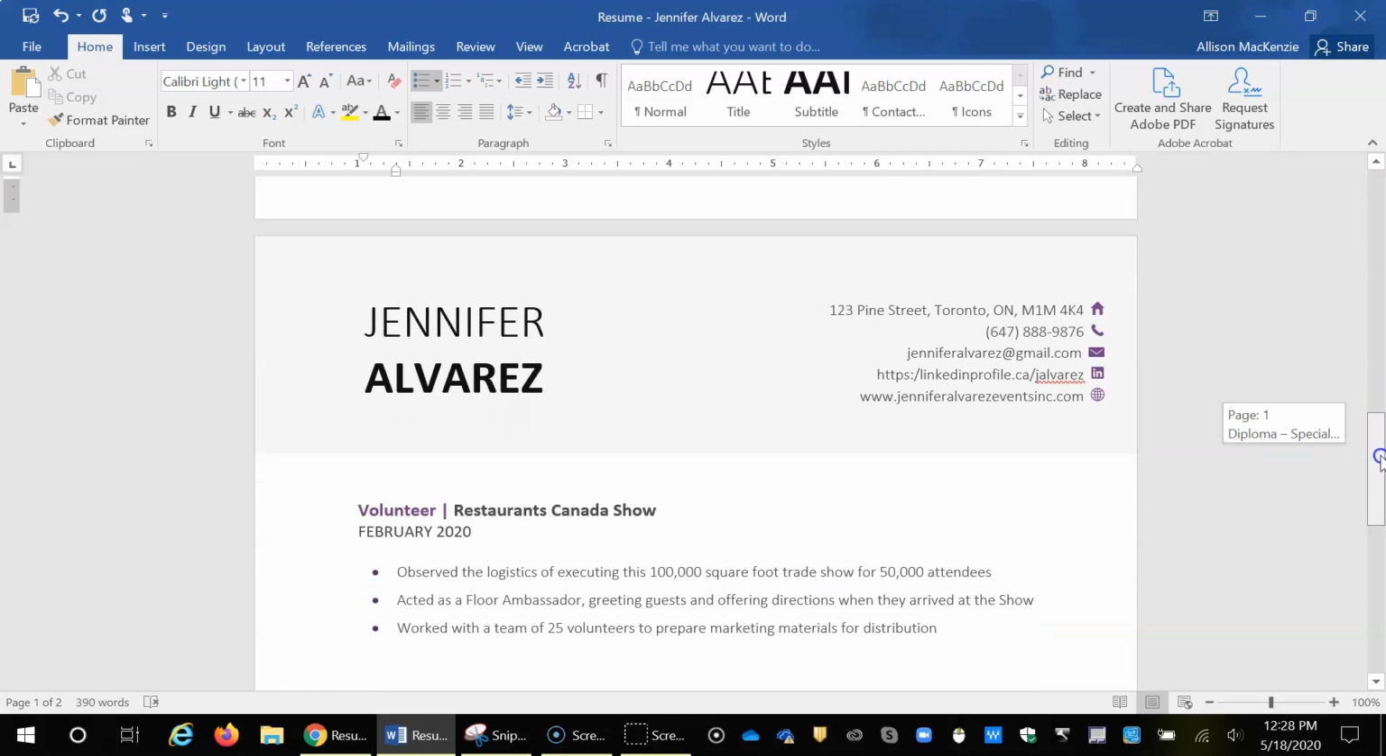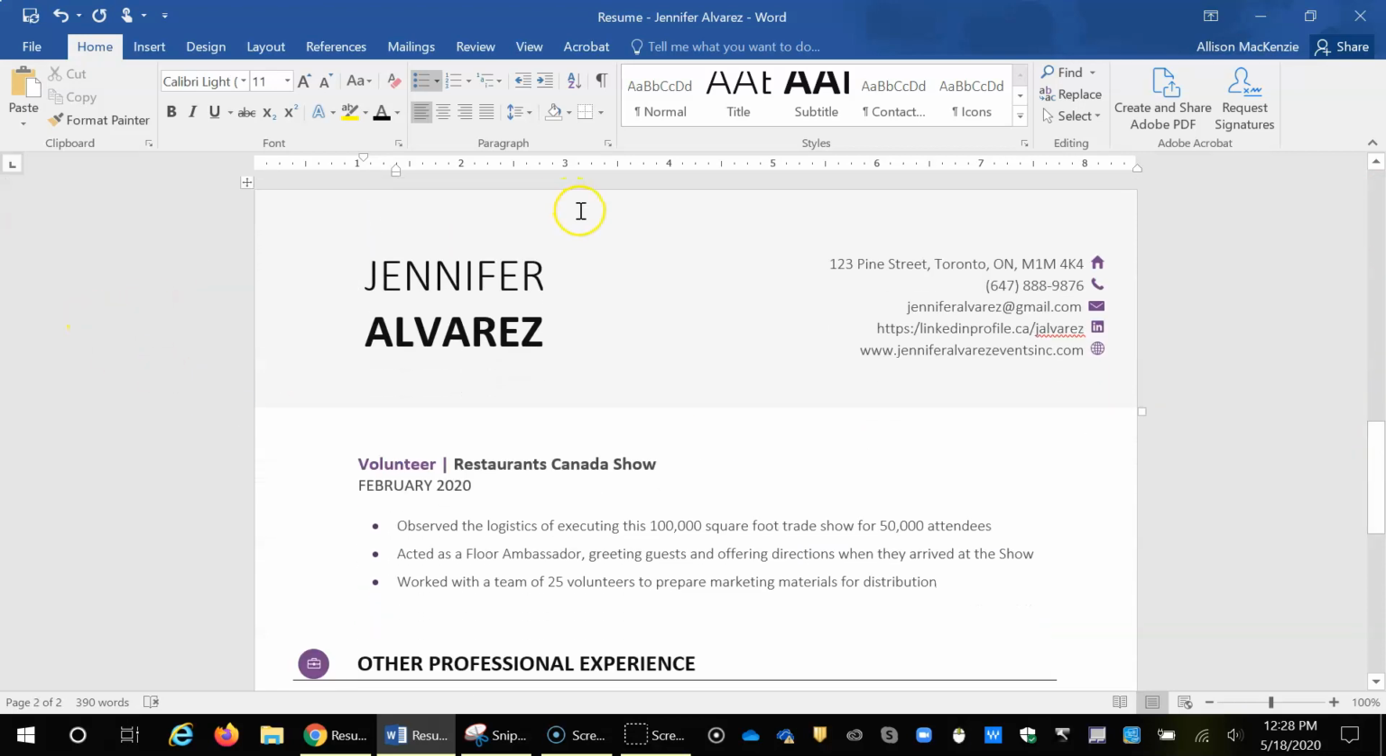So that takes us on to our next page. When you're adding a second page to your resume, and by all means, you don't have to, it's important that you include your header on the second page as well.